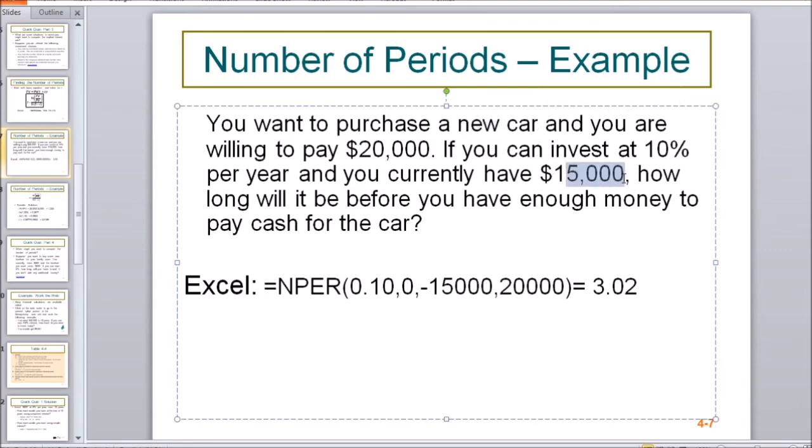And this 15,000 is expected to grow at, let's say, 10% per year. How long will it take you for the 15,000 to grow into 20,000? Right? So the main difficulty with any of your questions on the exam is to understand what the question is about. What do I have to do with this question? What do I have to calculate?